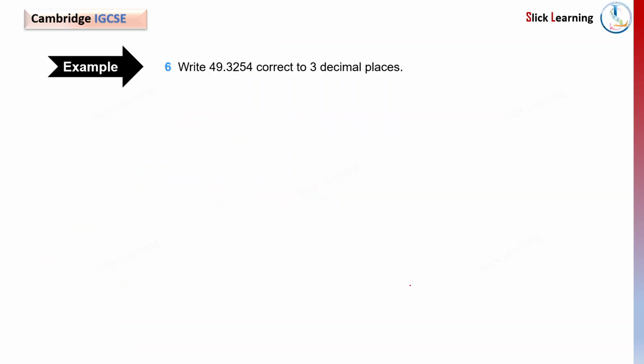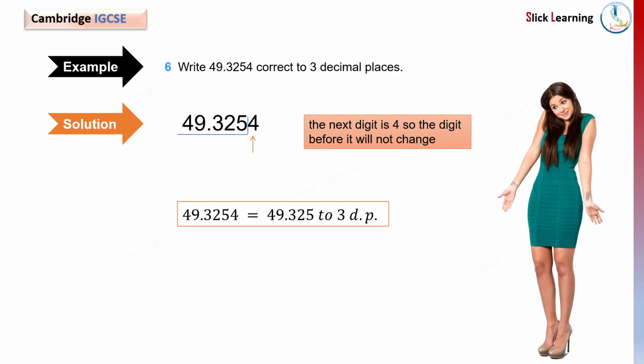Let's see the next example. Here we need to give the answer up to 3 decimal places. So again, we are going to count from the left side after the decimal. We have 3 decimal places. So we are going to count 3 to 5. And the digit that appears fourth, just after the third decimal place, is 4. So we are not going to make any changes and your answer is going to be 49.325. That is up to 3 decimal places.